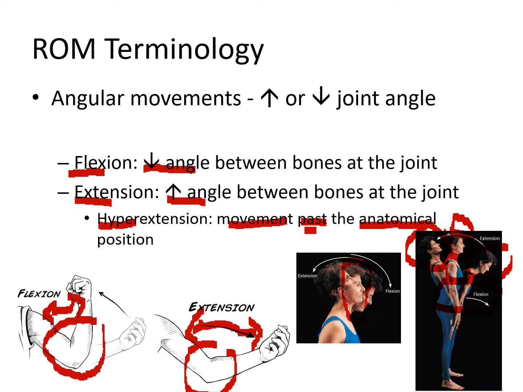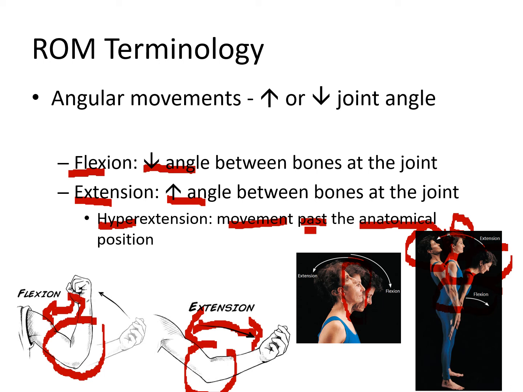Now, not all joints can hyperextend. For example, the elbow and the knee have the same design. So the elbow and the knee can only perform flexion and extension.